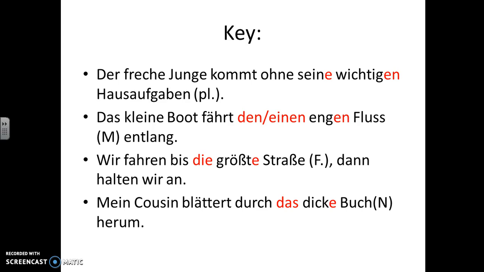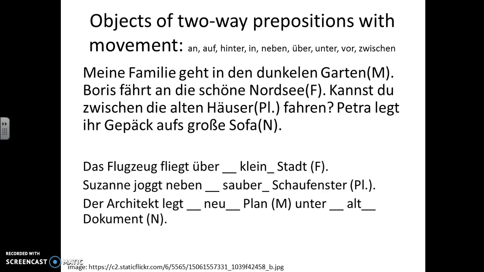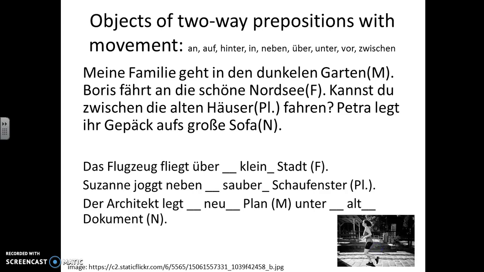And finally, we have objects of two-way prepositions with movement. Now, some of you might say, well, sometimes these don't really involve explicit movement, and that's true. Another way to explain this is change of location. So here are the prepositions an, auf, hinter, in, neben, über, unter, vor, and zwischen.